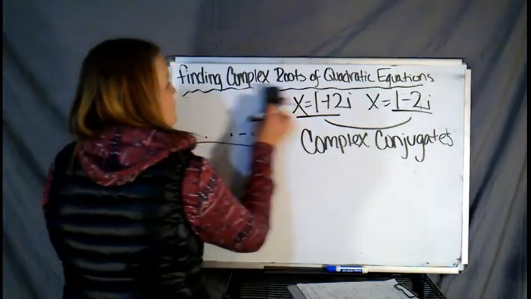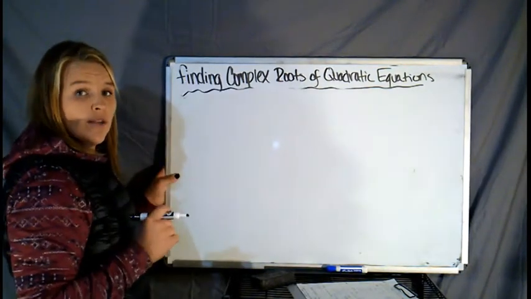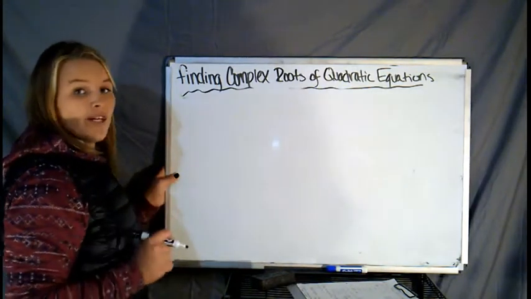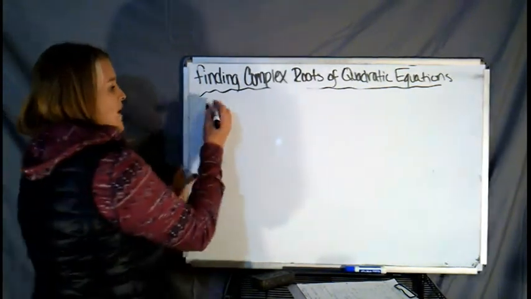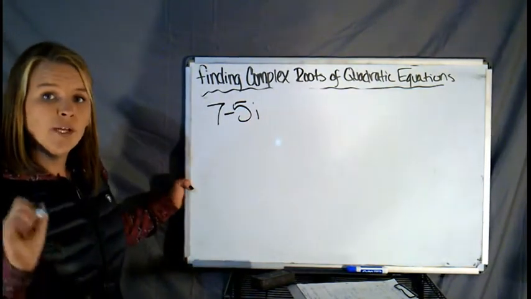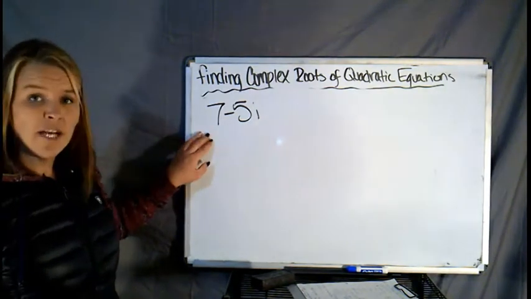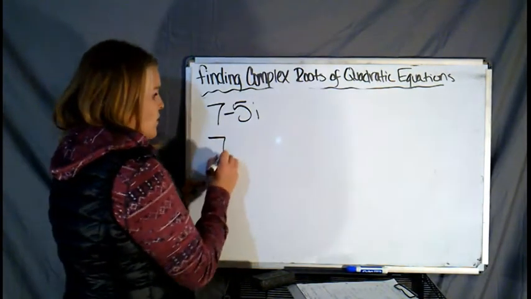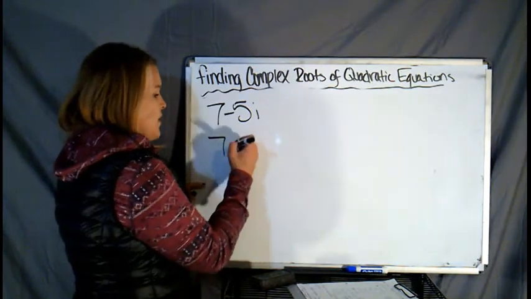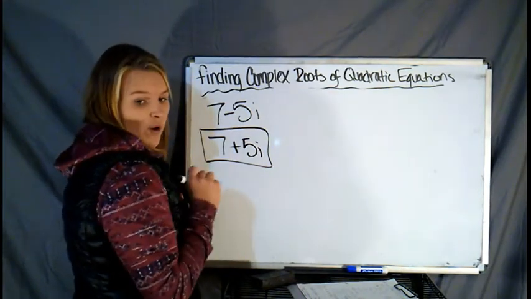So, for example, if one of the complex roots of a quadratic equation was 7 minus 5i, how would I find the other one? I would find its conjugate. And, simple enough, really easy. The real parts have to be equal, and the imaginary parts have to be the opposite. I have a negative 5i, my conjugate will be plus 5i. That's your answer.